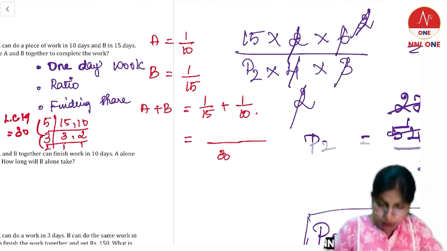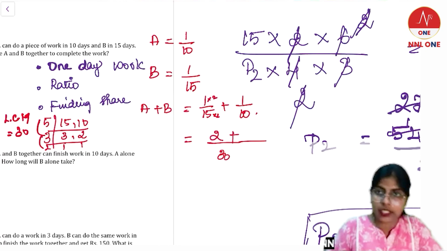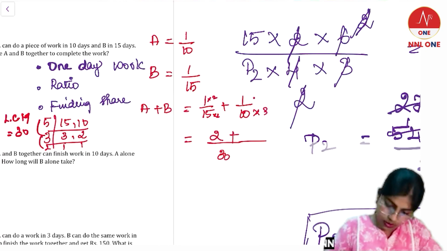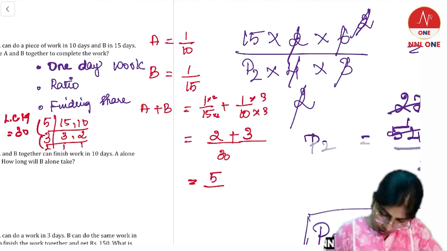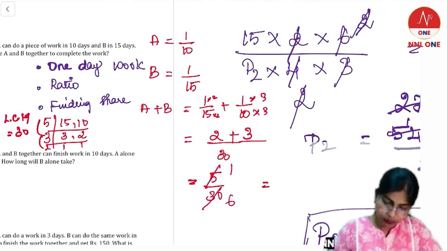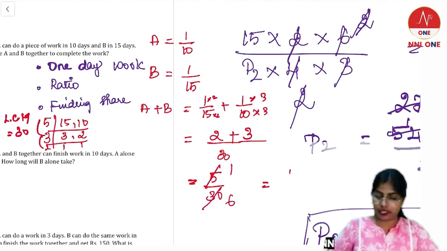Okay, 15, how many times is it 30? 15 into 2 is 30. So here into 2 means here also into 2. So 1 into 2 plus 10, how many times is 30? 10 into 3 is 30. So here also 1 into 3. So 2 plus 3 is 5. 5 by 30, 5 into 5, 5 into 6. So A and B can complete the piece of work together in 6 days.